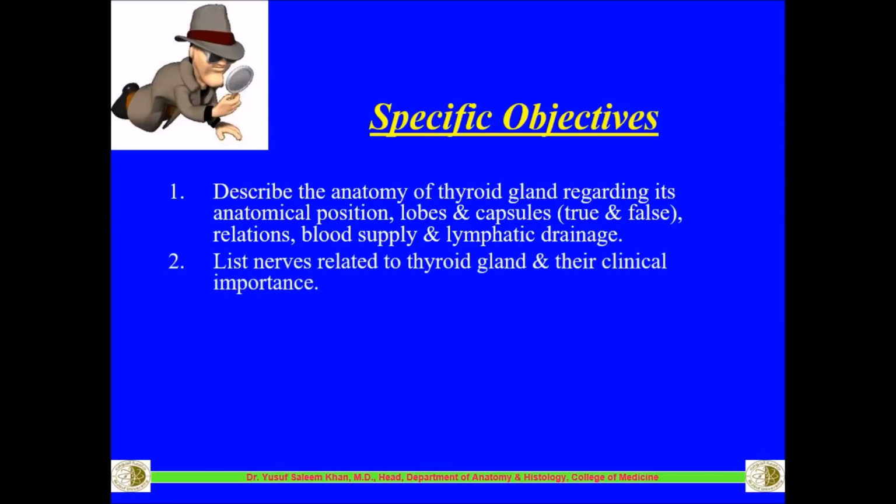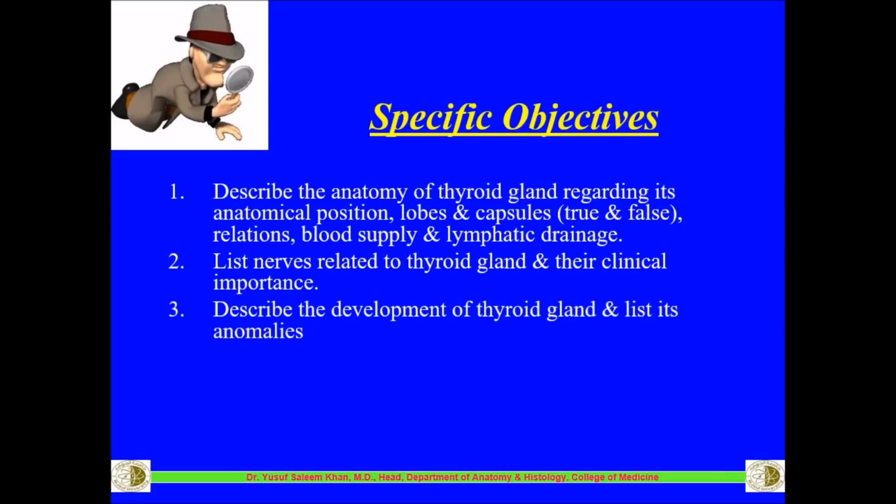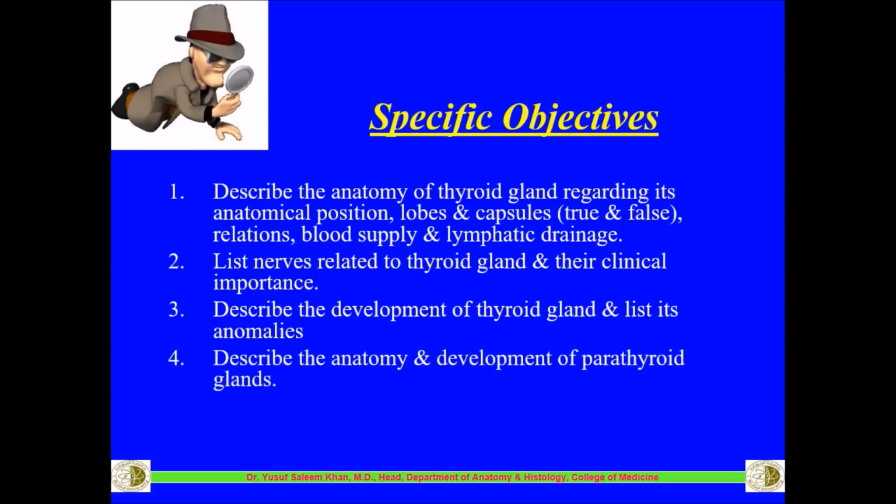The second is to list the nerves which are in close relation to the thyroid gland and their clinical importance. The third is to describe the development of the thyroid gland and list its anomalies. The fourth is to describe the anatomy and development of the parathyroid gland.